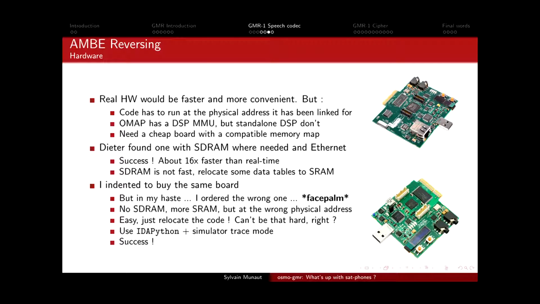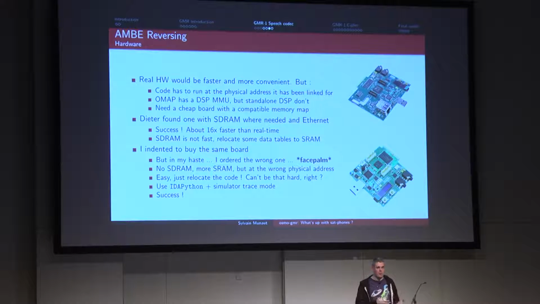Now, unfortunately, on real hardware, you can't just put memory anywhere you want. When the codec runs in the phone, it actually runs inside a TI OMAP, which is an ARM plus a DSP, and that chip has an MMU, which means you can create any virtual memory you want. But if you're trying to run on a cheap DSP board that you can get for like $50 or something, those usually don't include an MMU at all, which means you need to find a board which has memory at the right places, because the binary you have has been linked to a specific physical address, and it needs to run at those particular addresses.